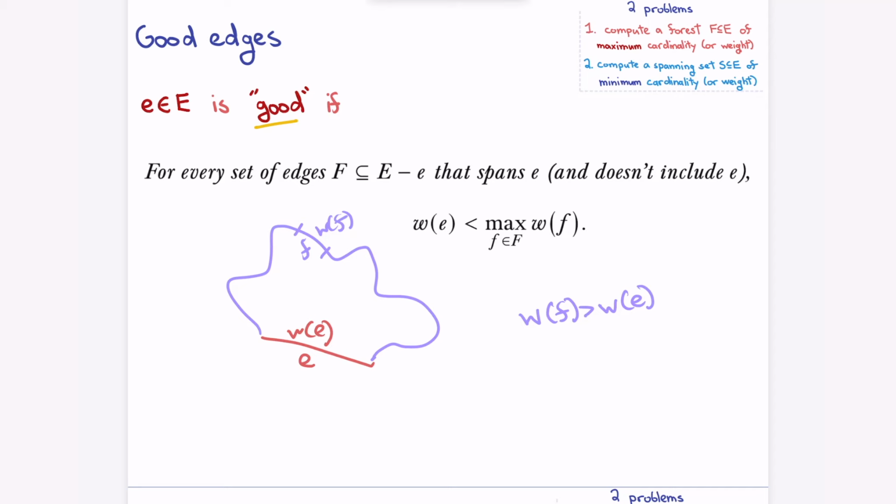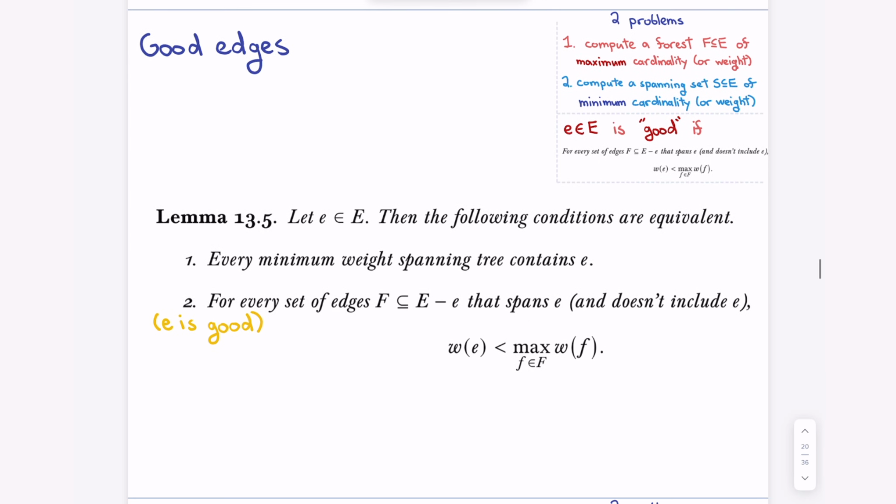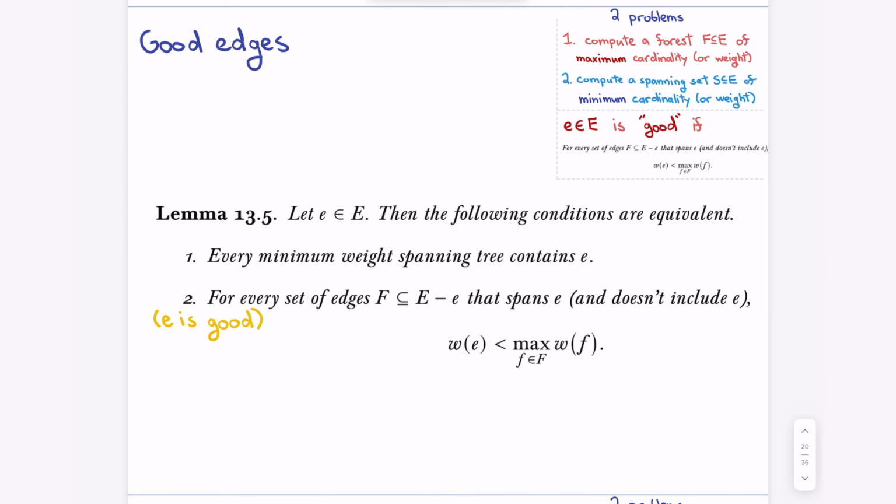Okay? So we're just going to keep that definition in mind. All right, so now here's a claim. The second one is just saying E is good written out. So the point one is okay, let's pick a particular edge E. Point one is saying that E is contained in every minimum weight spanning tree. Point two is saying E is good. So put them together, it says that E is good if and only if E is contained in every minimum weight spanning tree.